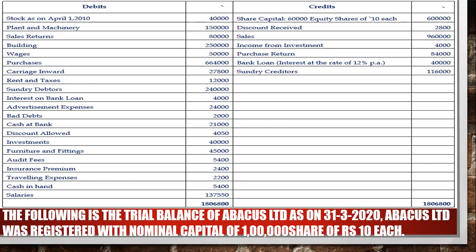So first is opening stock. We have done this in the statement of P&L, changes in inventory, opening minus closing. Second, plant and machinery. We have done this also. We have deducted the depreciation and directly written it on the tangible asset side.